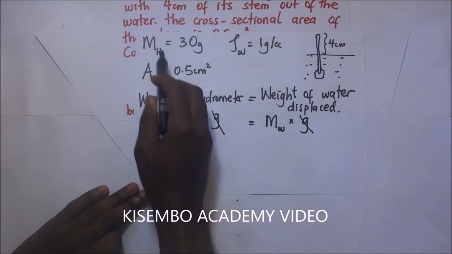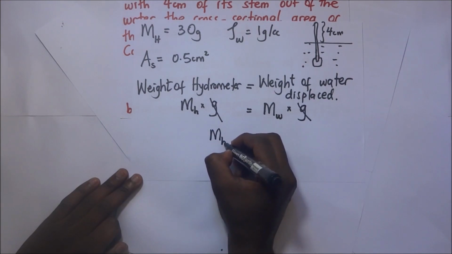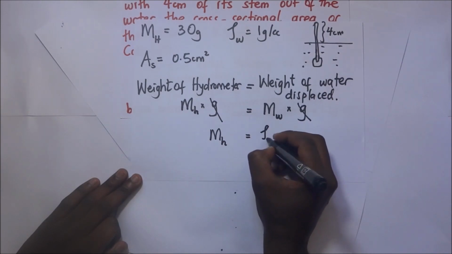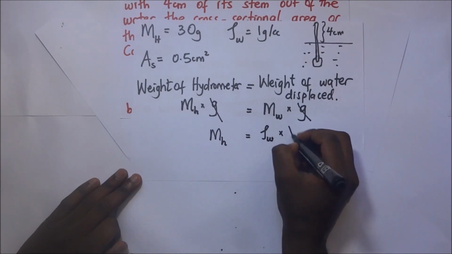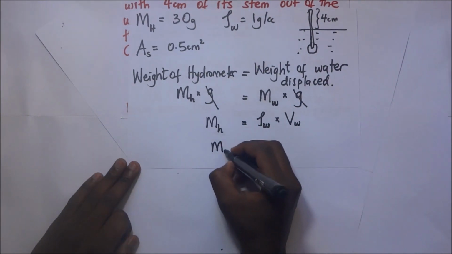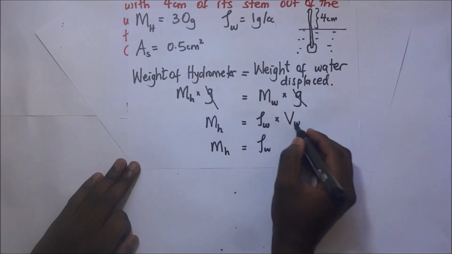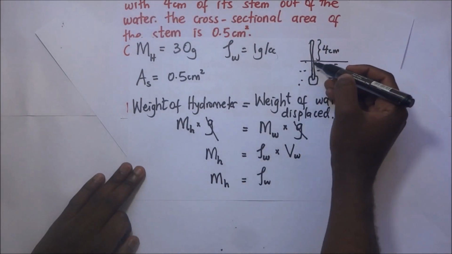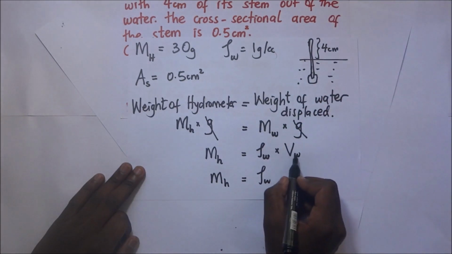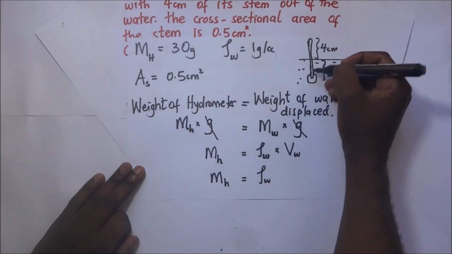Of course, mass of hydrometer, we already have it here as 30 grams, so we can maintain that mH. So mass of hydrometer is going to give us the mass of the water. Mass of water is given by the density of the water multiplied by the volume of the water. So the mass of the hydrometer is given by the density of the water, which we already have, multiplied by the volume of the water. Now, from the volume of the water that has been displaced, this is our sketch right here. This is the hydrometer, it has sunk in. Of course, the volume of the water displaced is going to account for a certain portion of the hydrometer stem.